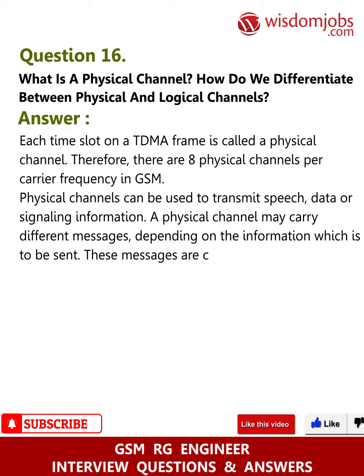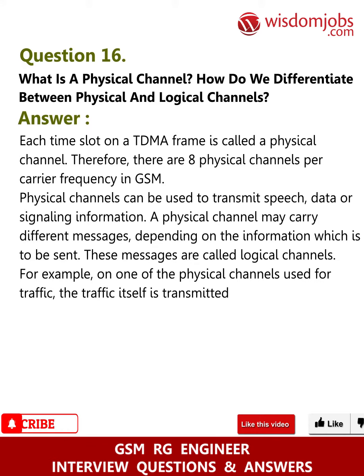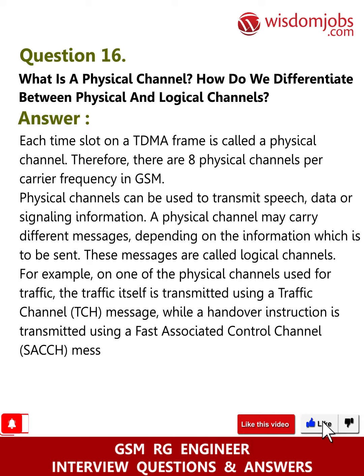A physical channel may carry different messages depending on the information which is to be sent. These messages are called logical channels. For example, on one of the physical channels used for traffic, the traffic itself is transmitted using a traffic channel (TCH) message, while a handover instruction is transmitted using a fast associated control channel (FACCH) message.